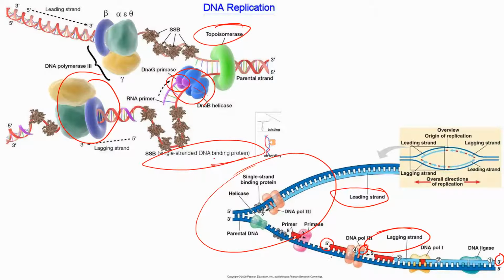So what happens is it is synthesized in chunks. As a section of DNA is exposed by unwinding the DNA, you're going to have a primer laid down and you're going to synthesize that segment of DNA. Then as more DNA is exposed, you're going to have a new primer laid down, and then you're going to synthesize more DNA. So it's going to be synthesized in pieces.